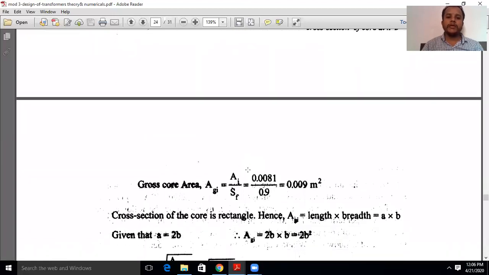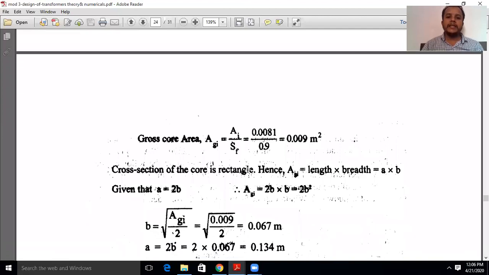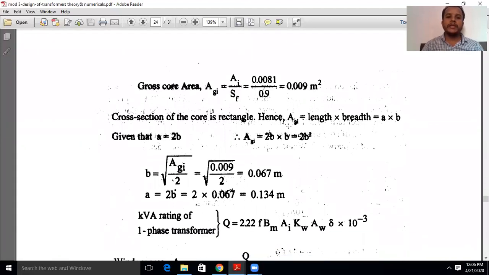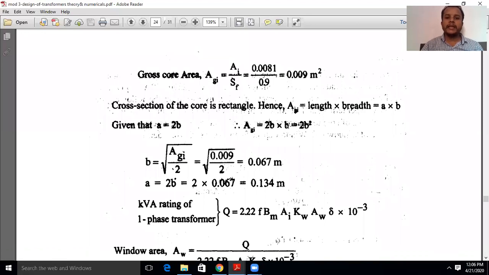Now go for gross area Agi. So now it is Ai divided by Sf, stacking factor. Now we can get the gross area as 0.009. Now the cross section of the core is a rectangle. So whatever the Agi, gross core area, is there, it is length into breadth. As it is a rectangle, Agi is equal to length into breadth, that is a into b.